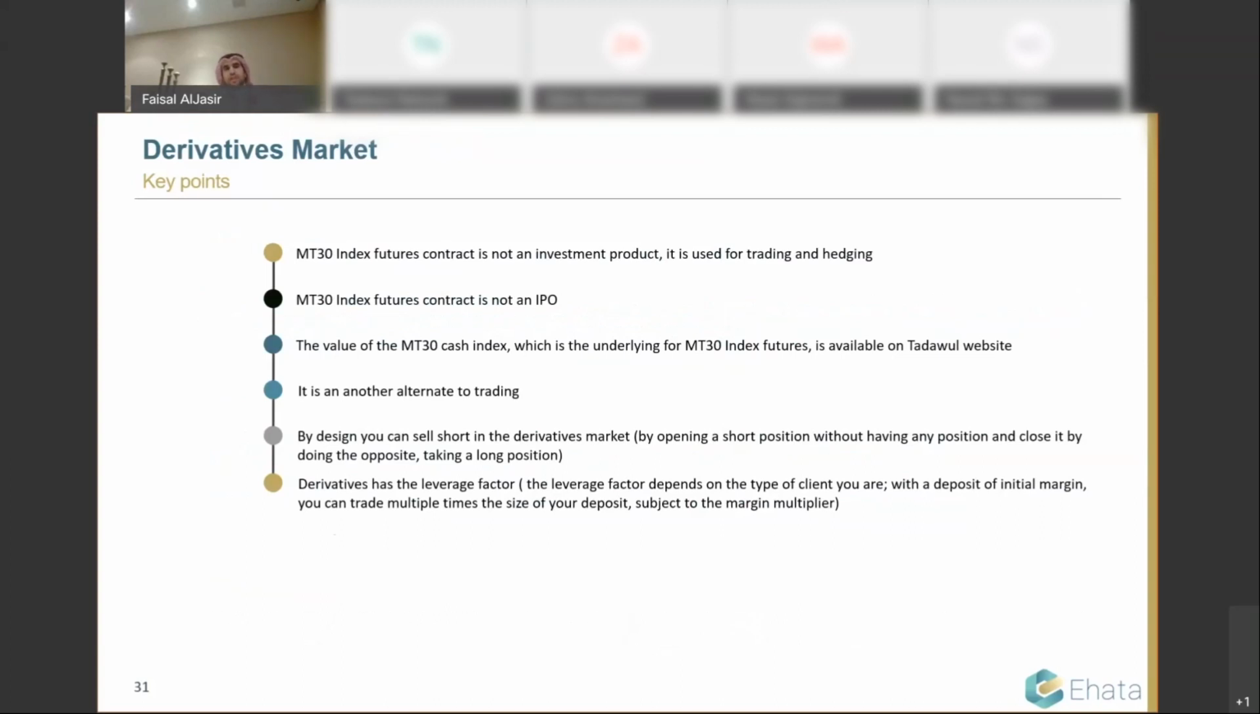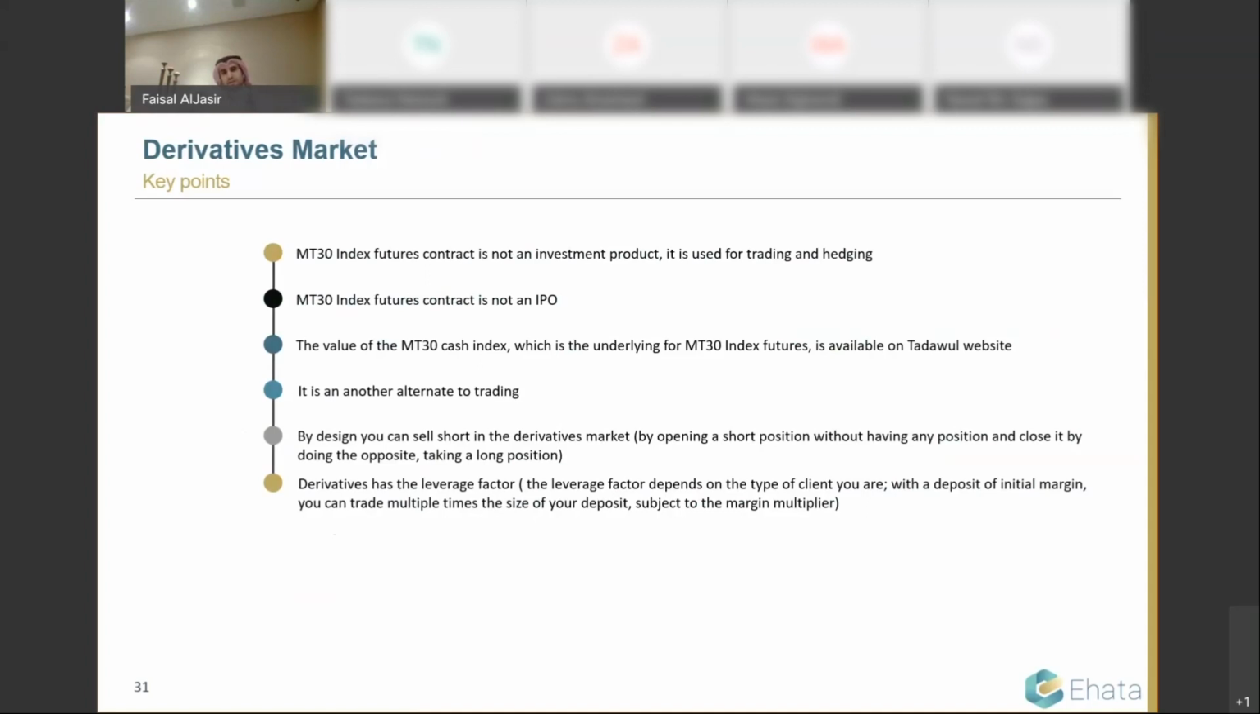It's important to understand that the MT30 index contract is not an investment product used for trading and hedging. The MT30 index is not an IPO. The value of the MT cash index, which is the underlying for MT30, is available on the Tadawul website. So the Tadawul website is very rich with information regarding the MT30 and, soon in the future, index too.